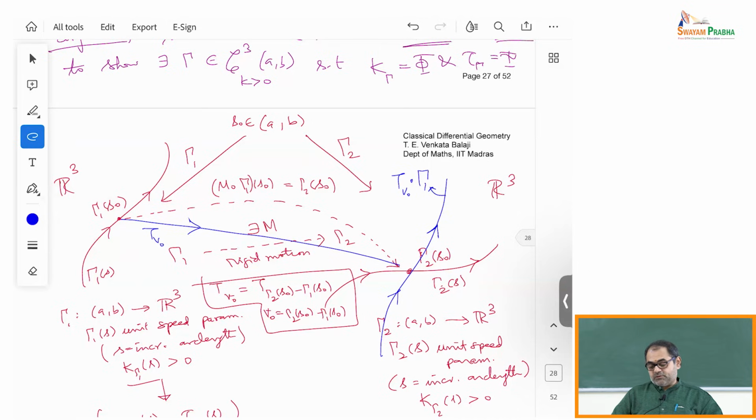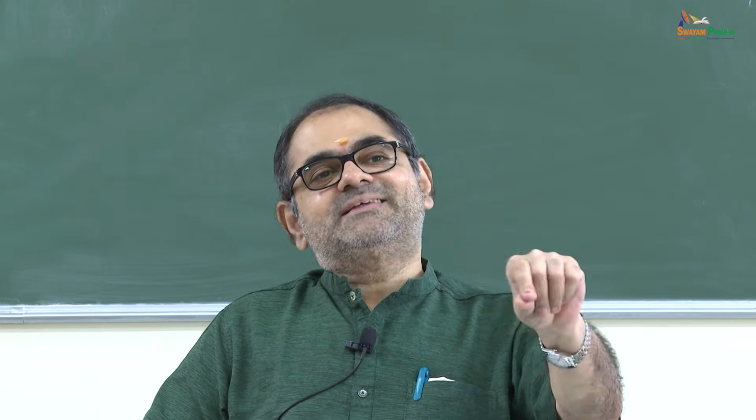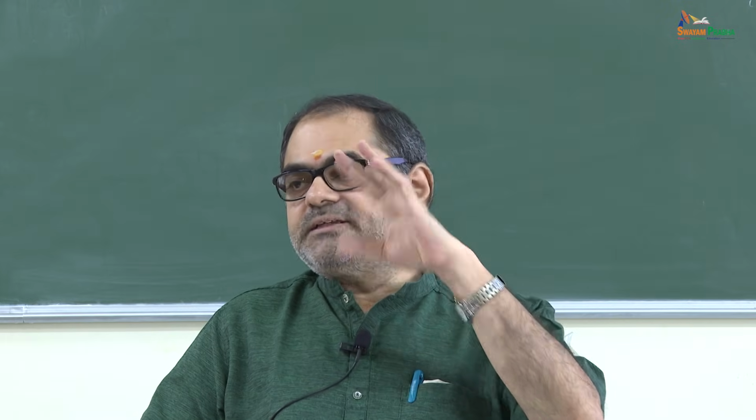Now what else? You see this blue curve, TV naught circle gamma 1, and gamma 1, they are actually parallel to each other in the sense that at every point they only differ by a translation. Now, what does this translation do? Mind you, translation is also a rigid motion, and when you apply a rigid motion, curvature and torsion will not change. That is something we have already proved.